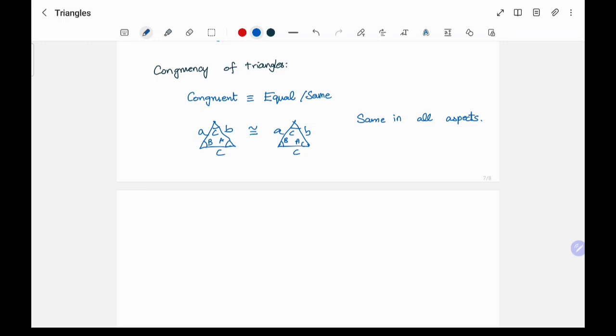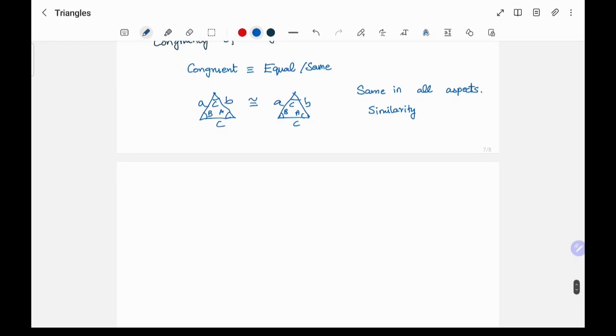Later we'll see something called similarity. When we come to that, we'll see what similarity is and how it is different from congruency. But for now, it is enough to know about congruency. So we saw what congruency is, and we have certain conditions for congruency. So we'll see the first condition. So we have SSS, SAS congruency.